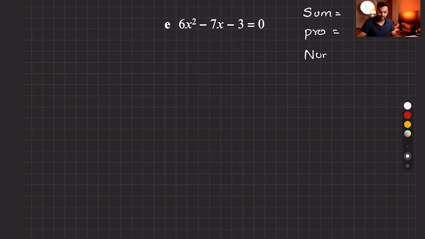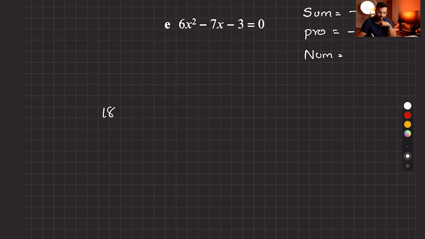Product and numbers. Sum is minus 7. What's the product now? Minus 3 times 6. Minus 3 times 6, it's not 12. Minus 3 times 6 would be minus 18. Now, what are your numbers?